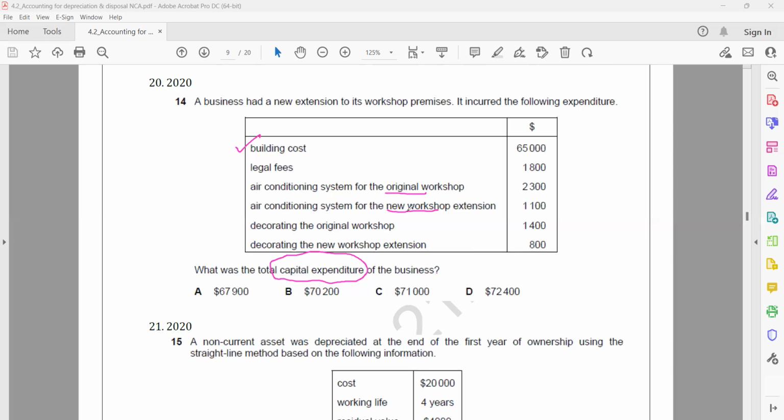Some more. Decorating the new workshop. Decorating for the new workshop. Okay. So how many items do you have? You have 3 items. The answer is not correct. Still got some more. Legal fee. Pardon? Legal fee. Okay. Any more?